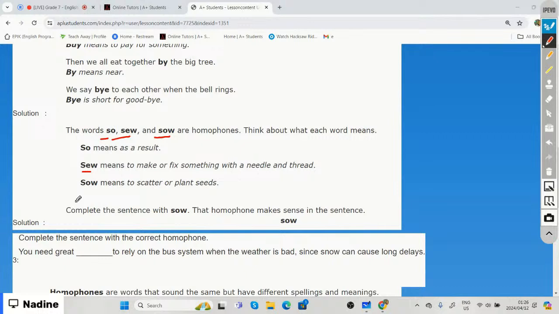All right. So we see the third one, S-O-W, it means to scatter or plant. It's like a farmer sowing your plants, your seeds, in order to gain either trees or food or whatever is supposed to grow out of that. So that is our three words, which are homophones, and they sound the same. However, the spelling as well as the meanings of these words are different, right?